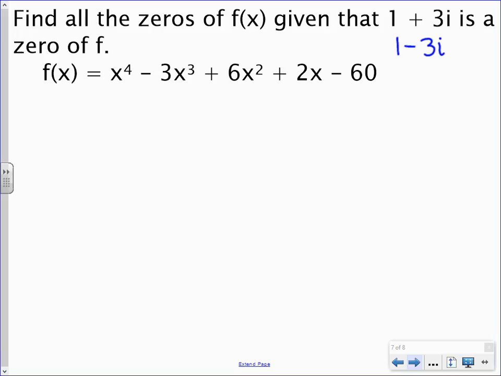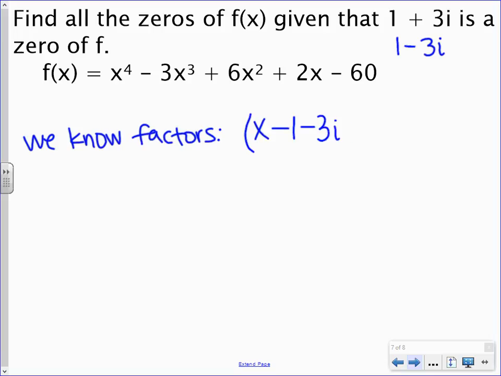Okay. So, we know factors of x minus 1 plus 3i, and x minus 1 minus 3i. We know that those are both of our factors. Those divide evenly into our function. Now we know that if we multiply these two factors, what's going to happen? What should happen with the imaginary numbers?